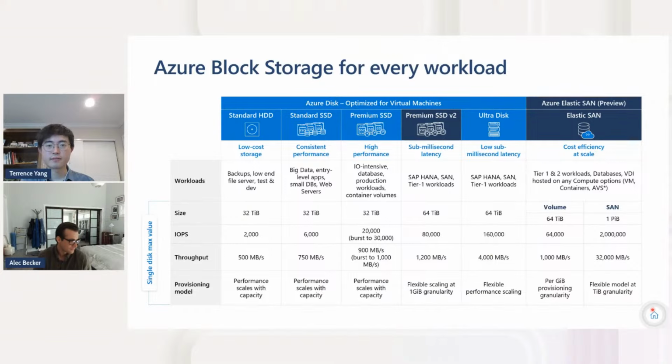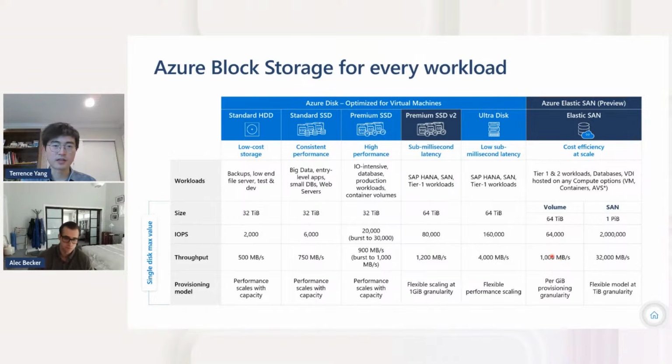We also have a new product that is currently in preview, Azure Elastic SAN, and it's cost efficient at scale. Its targeted workloads are Tier 1, Tier 2 workloads, databases, and VDI hosted on any compute options. On the whole SAN level, it can achieve a total IOPS of 2 million with a throughput of 32,000 megabytes per second. And on the individual volume level, it can achieve 64,000 IOPS and 1,000 MB per second.